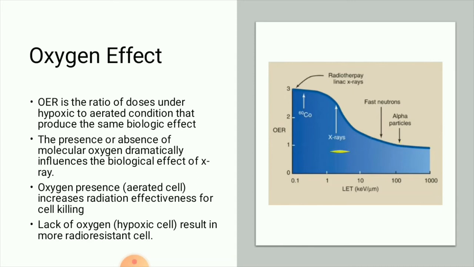ratio becomes lower. Okay, if oxygen is present or elevated in the cell, it increases the radiation effectiveness for cell killing. So if you use high oxygen, the cells become radiosensitive. But if you lack oxygen, which we know as hypoxic cells, it results in more radioresistant cells.